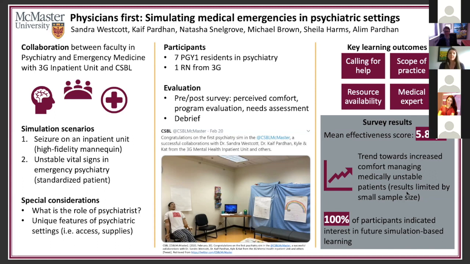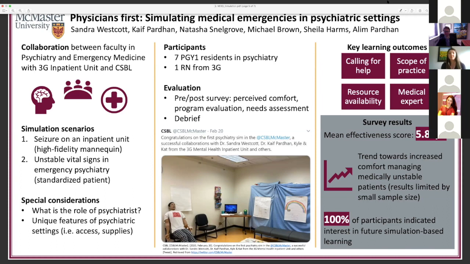For the survey results, the mean effectiveness score was 5.88 out of 7, with 7 being extremely effective. And all participants felt that it was either mostly or extremely relevant to their practice. There was a trend towards increased comfort managing medically unstable patients, including both specifically for seizures and also unstable vital signs, but the results were limited by a relatively small sample size.